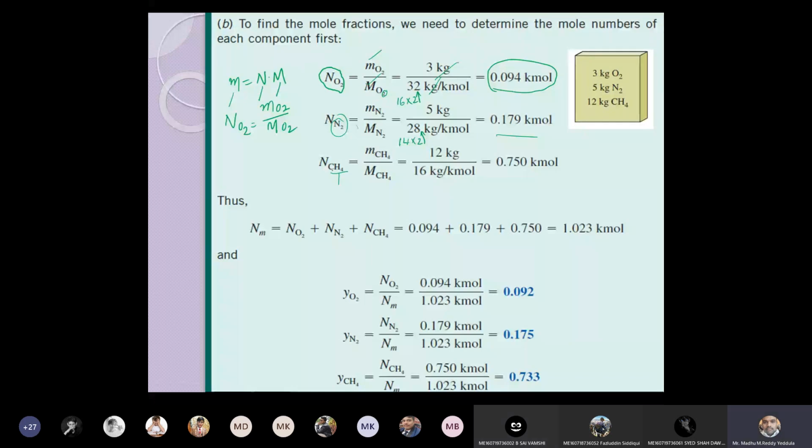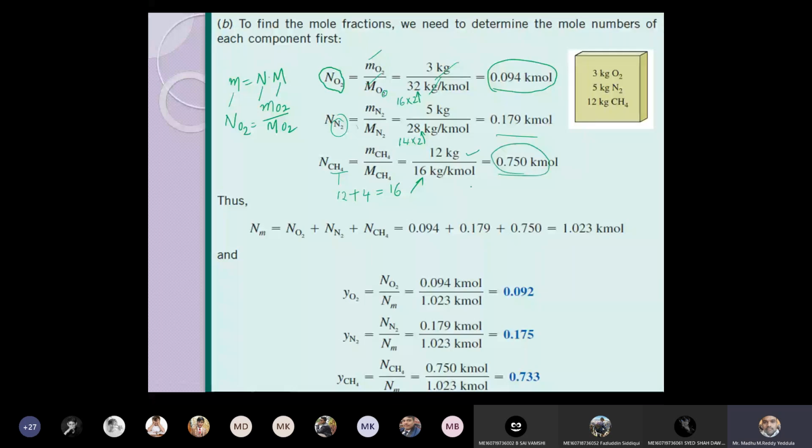Carbon is 6, right? So its mass will be 6 into 2, that is 12, plus hydrogen is 1 into 4, that is 4, giving 16. So the molar mass of methane is 16, and the mass of methane given in the problem is 12. So 12 by 16, we got 0.750. Now you can check it.